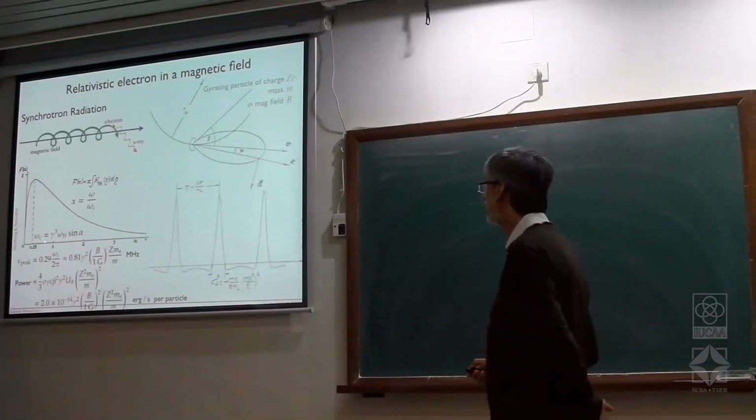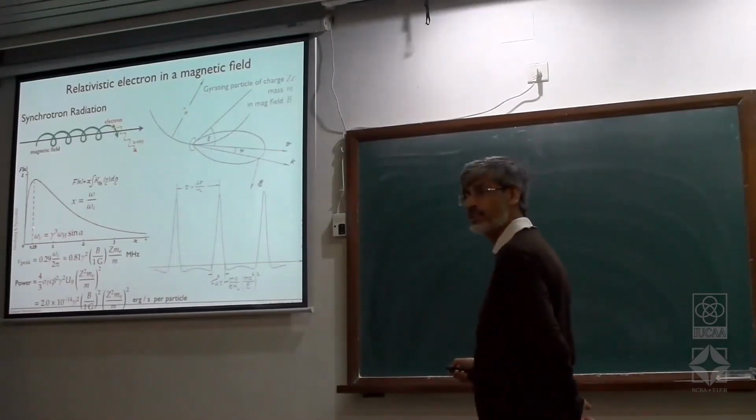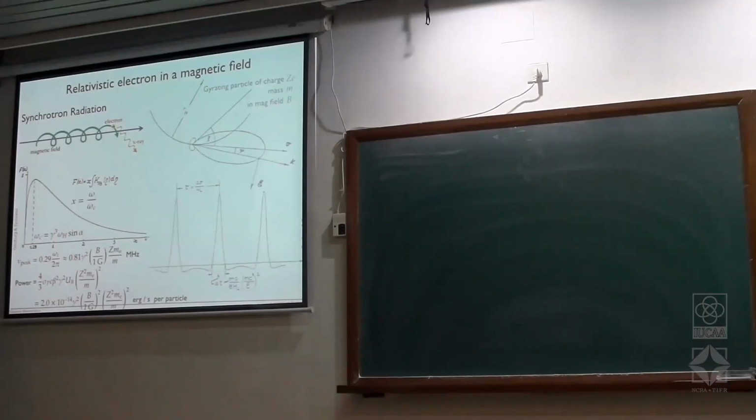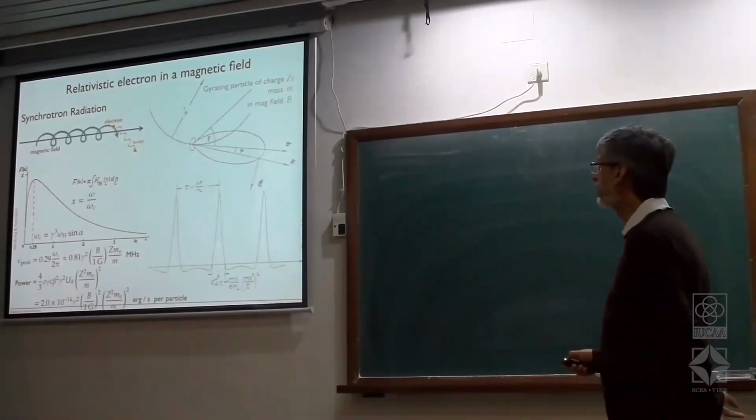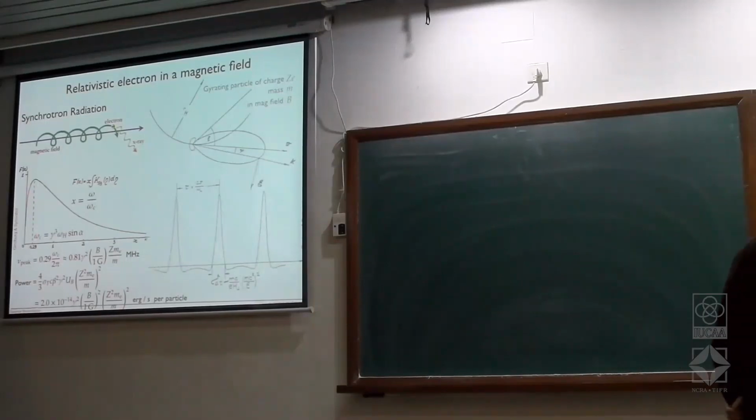Now remember, this omega_B is eB over mc divided by gamma. So therefore, this peak frequency is actually proportional to the square of the Lorentz factor and not the cube of the Lorentz factor in this case.